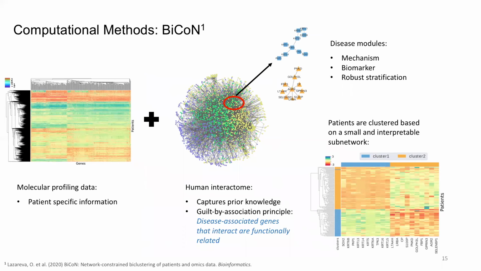BiCoN, originally developed by Lazareva and colleagues, is another disease module identification algorithm implemented in our platform. BiCoN is a network-constrained biclustering method that is used for integrative analysis of gene expression and PPI networks. It is an unsupervised approach that simultaneously performs patient and gene clustering such that the genes that provide the best possible clustering are also connected in a PPI network. Basically, BiCoN connects patient-specific information to prior knowledge about functional relationships. The retrieved subnetworks provide the direct explanation to the clustering and can be interpreted as disease modules.